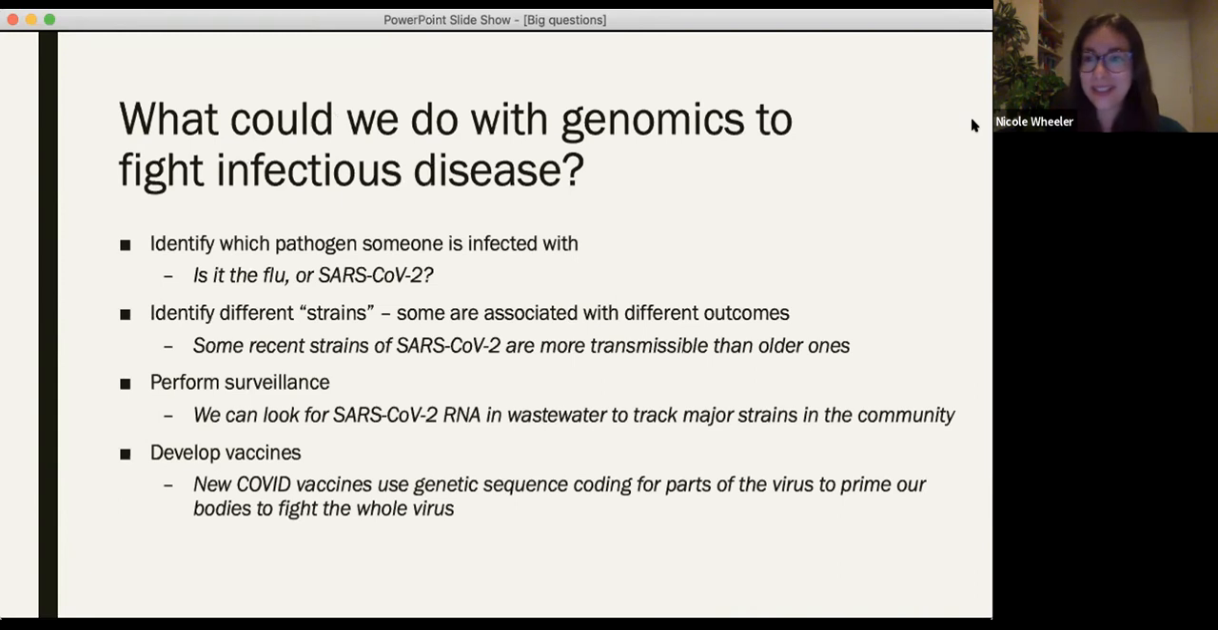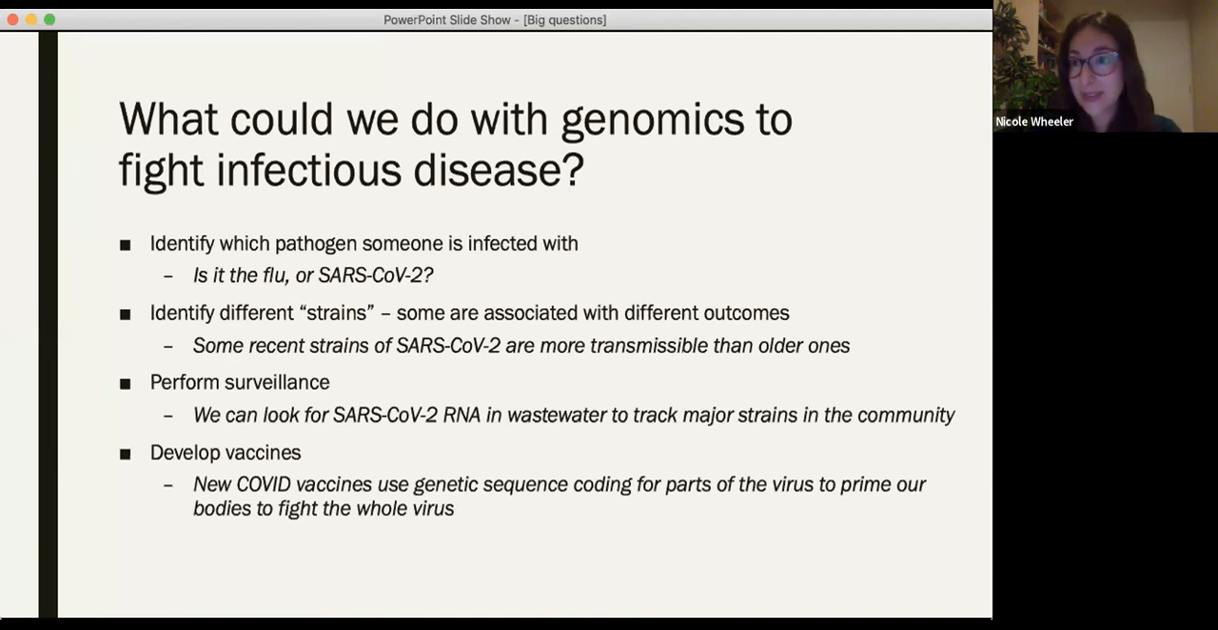So these are some of the ideas that I came up with about what we could do with genomics. This is not an all-encompassing list. There are heaps of things we can do. But some of the things you might be interested in is identifying what pathogen someone is infected with. One of the ways you might decide whether someone who's looking ill has the flu or SARS-CoV-2 is with genomics. You can also identify different strains that came up. So within a particular disease like COVID or SARS-CoV-2, there are different variants. Some might be associated with different outcomes, as we've seen with the recent strains that appear to be more transmissible.